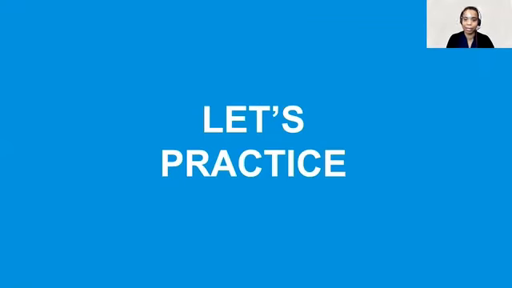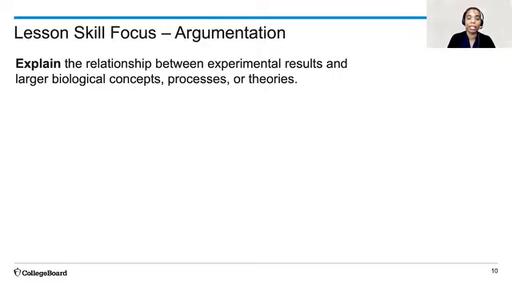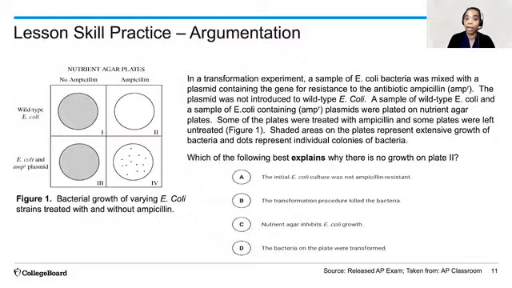Let's go ahead and practice. Lesson skill focus: argumentation. Explain the relationship between experimental results and larger biological concepts, processes, or theories. Go ahead and pause your video here. Please look at the diagram, read the figure, read the paragraph, and look at your answer choices. Which of the following best explains why there is no growth on plate 2?